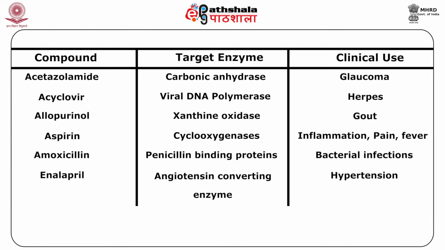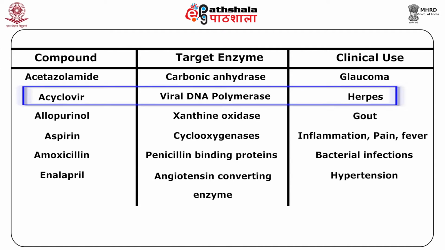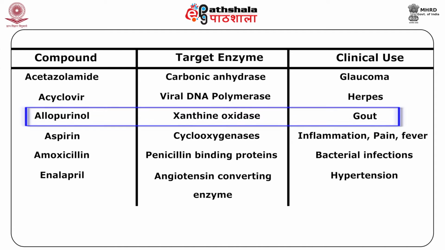Now, here we have tabulated selected enzyme inhibitors which are in clinical use. The compound acetazolamide has a target enzyme, carbonic anhydrase, and it is clinically used to treat glaucoma, which is a vision disorder. Acyclovir targets viral DNA polymerase and is used for the treatment of herpes. If you look at allopurinol, it inhibits the enzyme xanthine oxidase and is used for the treatment of gout.